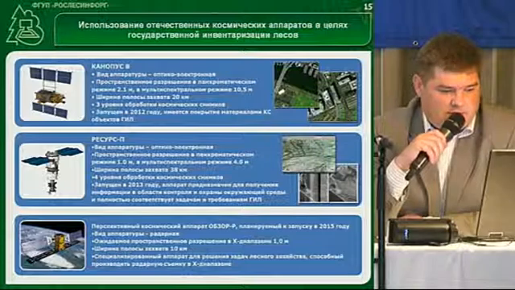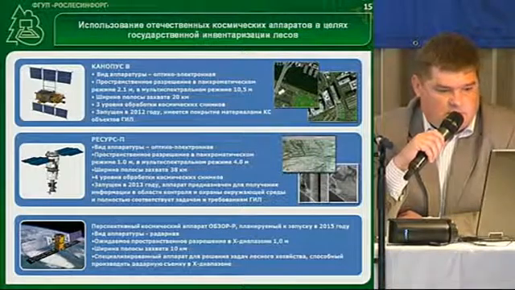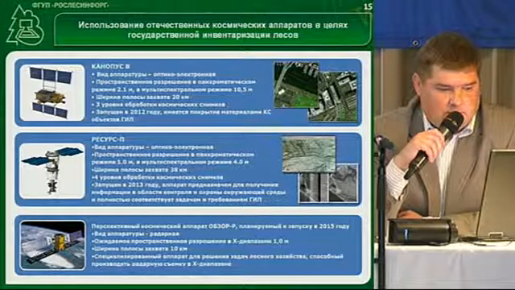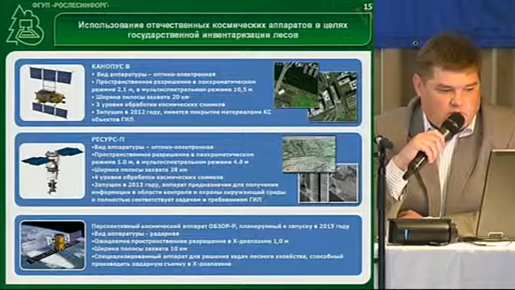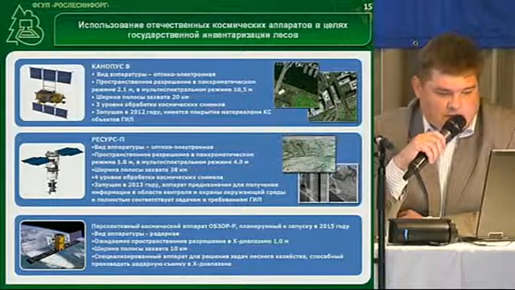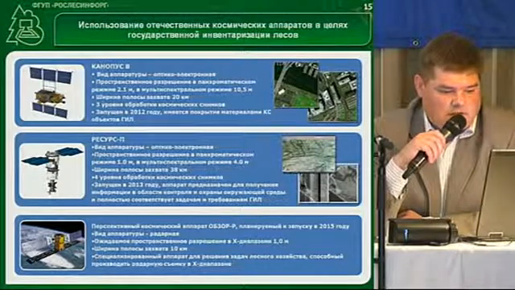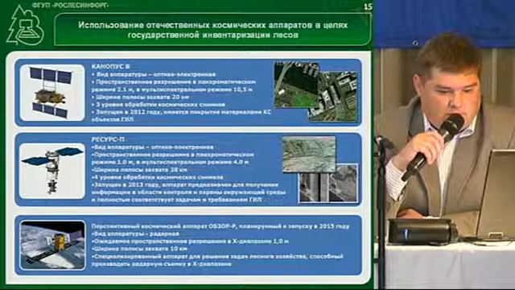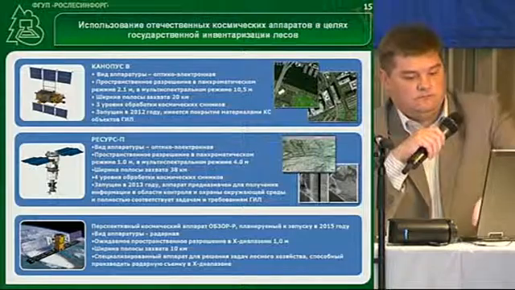On this slide, you can see those Russian satellites which we're considering at the moment as our prospects for the future. Canopus and Resource P are going to be tested very soon. They're going to be tested by our enterprise. Also, we are looking at Obzor R. I'm going to tell you more about it, about how we are going to use the radar images for state inventory of forests.